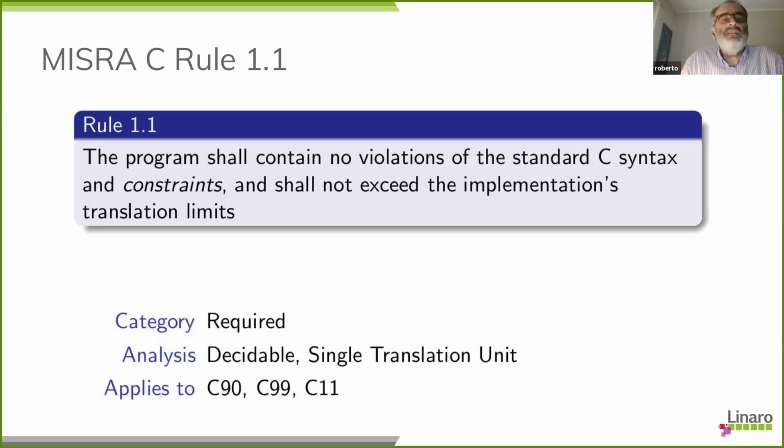So C syntax, and it has to comply with the constraints given in the C standard, and shall not exceed the implementation translation limits. Every implementation has translation limits. So if we define a compliant C compiler as a compiler able to compile any program, then there wouldn't be any C compiler, because the machine I'm using here has a certain amount of memory, and if a translation unit is larger than the available memory, the compiler will not be able to compile it. So there are translation limits.